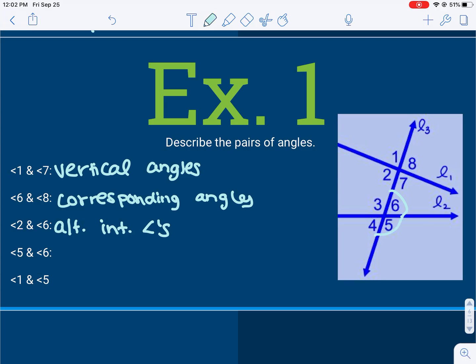5 and 6 make a line when they're put together, so that is a linear pair. And then lastly, I have angle 1 and angle 5. Those are on opposite sides of that transversal, but outside of the two lines, so they are alternate exterior angles.